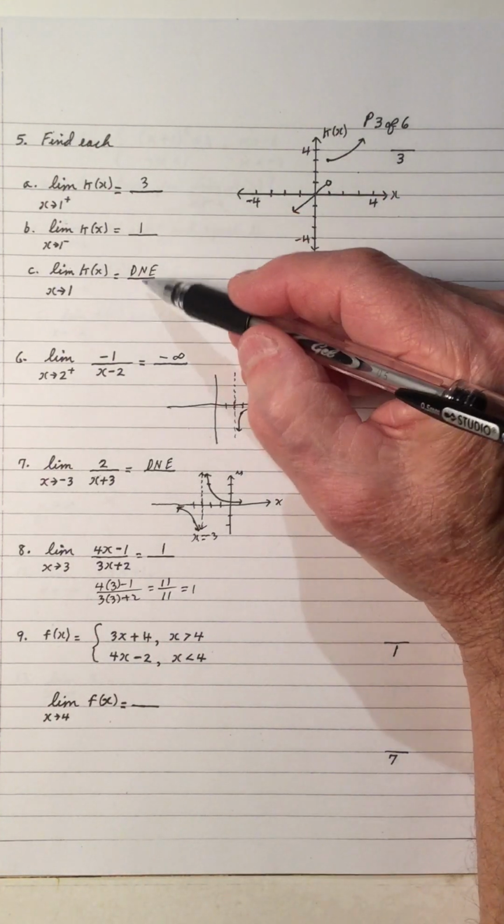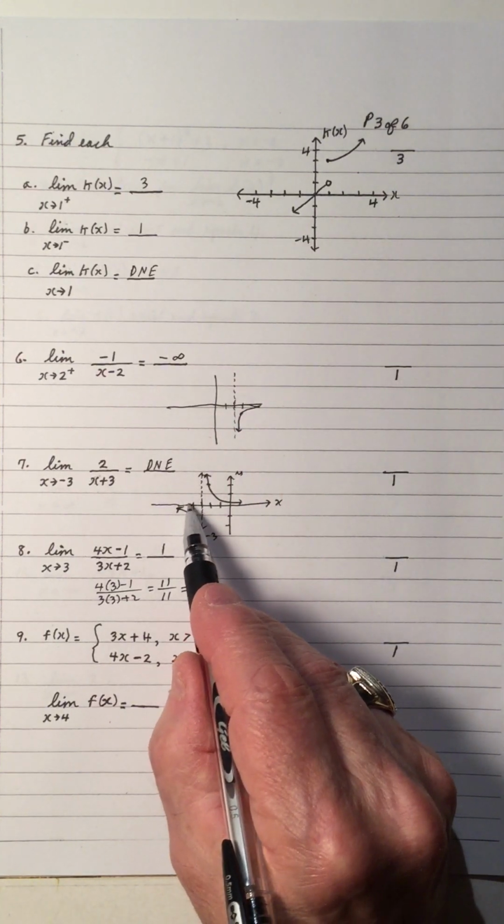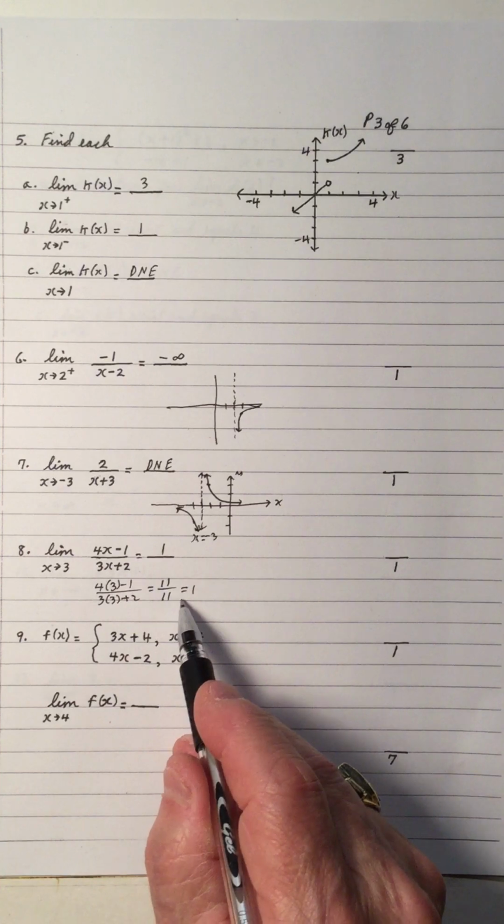And again, if you have 3 of these right, give yourself 3 marks. If you have this one right, give yourself 1 mark. If you have this one right, give yourself a mark. If you have 1 here, give yourself a mark.